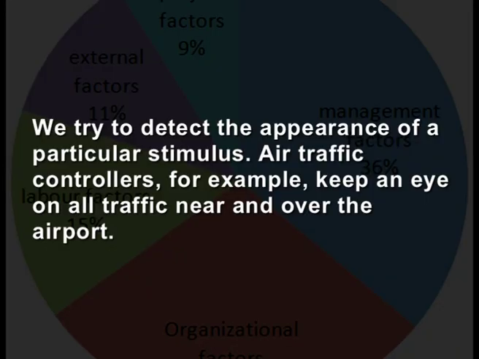Here are four main functions of attention. First, signal detection and vigilance. We try to detect the appearance of a particular stimulus. Air traffic controllers, for example, keep an eye on all traffic near and over the airport.